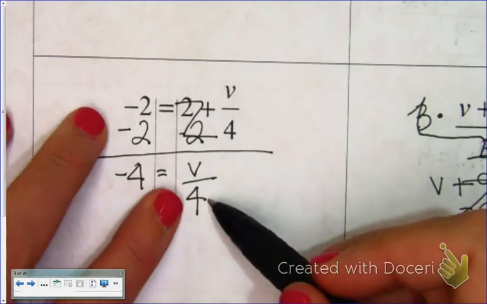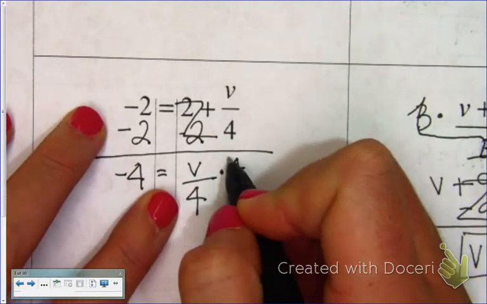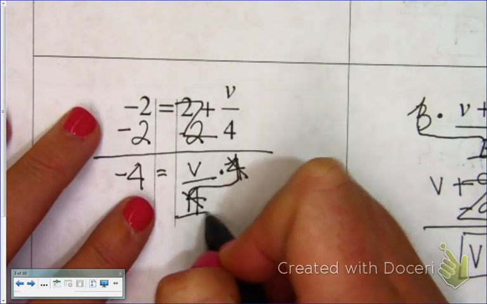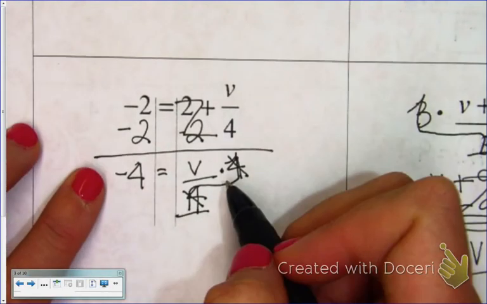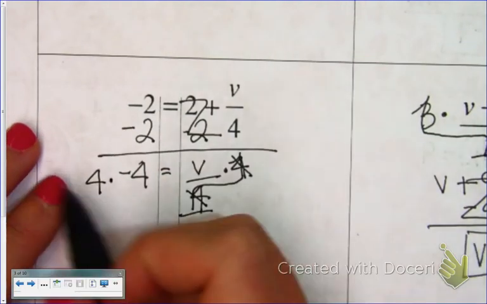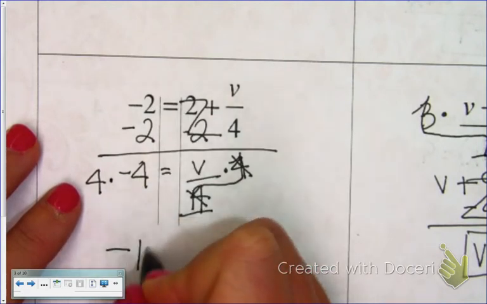Okay, opposite of division, we got to get rid of that. So we multiply by 4. And that becomes a 1, okay? So I'll put my 1 there. And then you have to do the same thing over here, so you have to multiply that. So 4 times a negative 4 is going to give me negative 16 equals v.